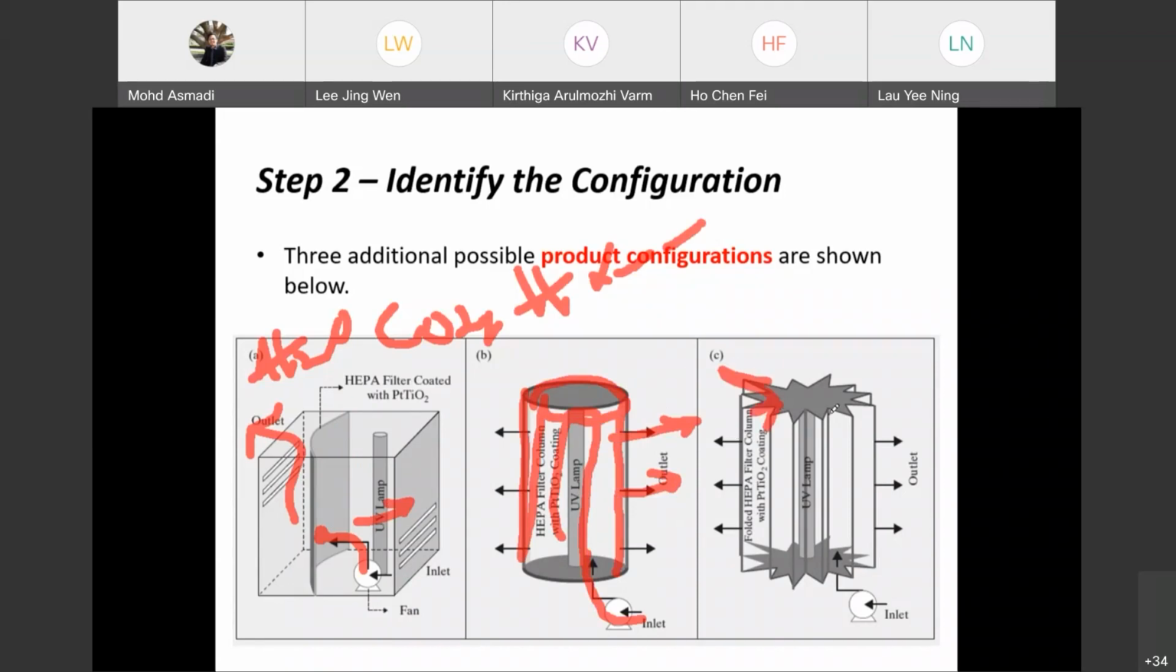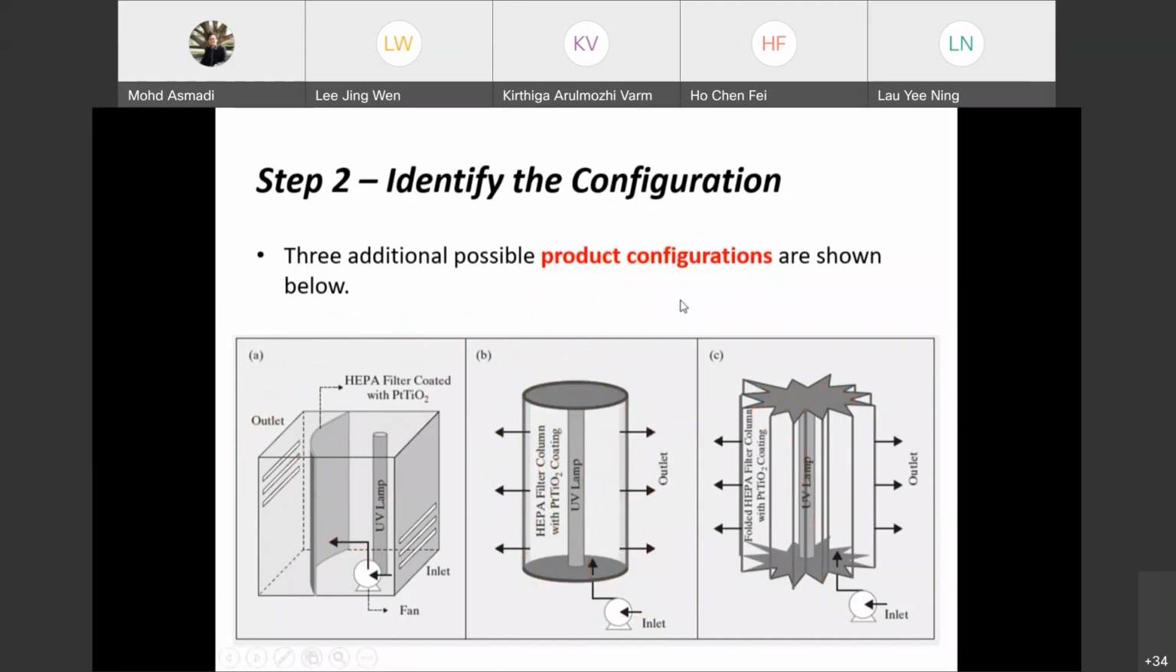Although it is at the center, I think we want to increase the volume actually. I don't think this one is a good design. This seems like a much better one. Okay, we do the assumptions after that.